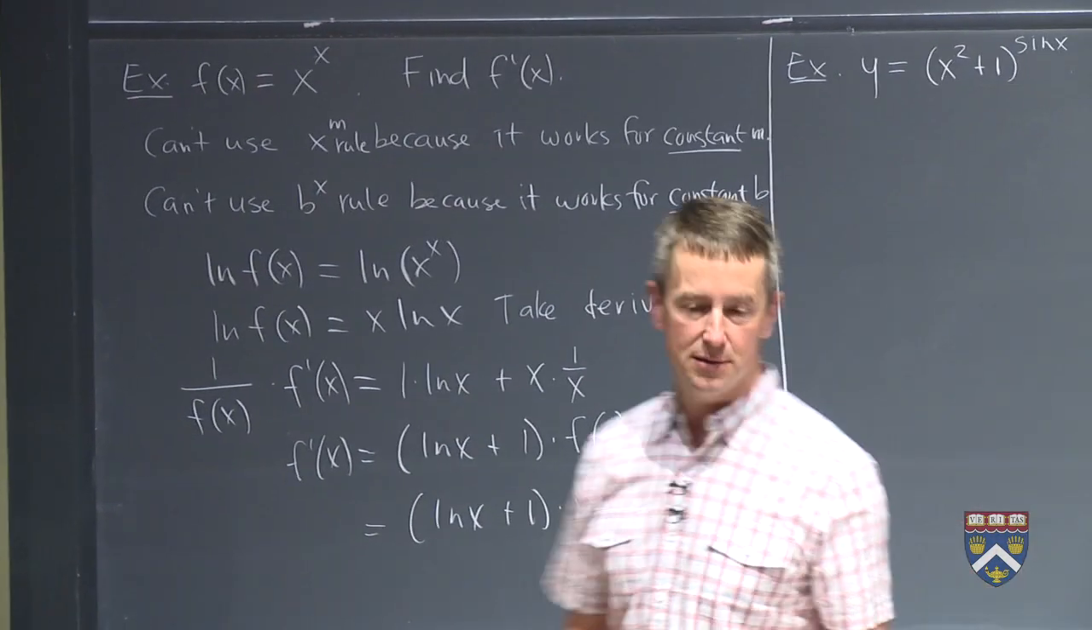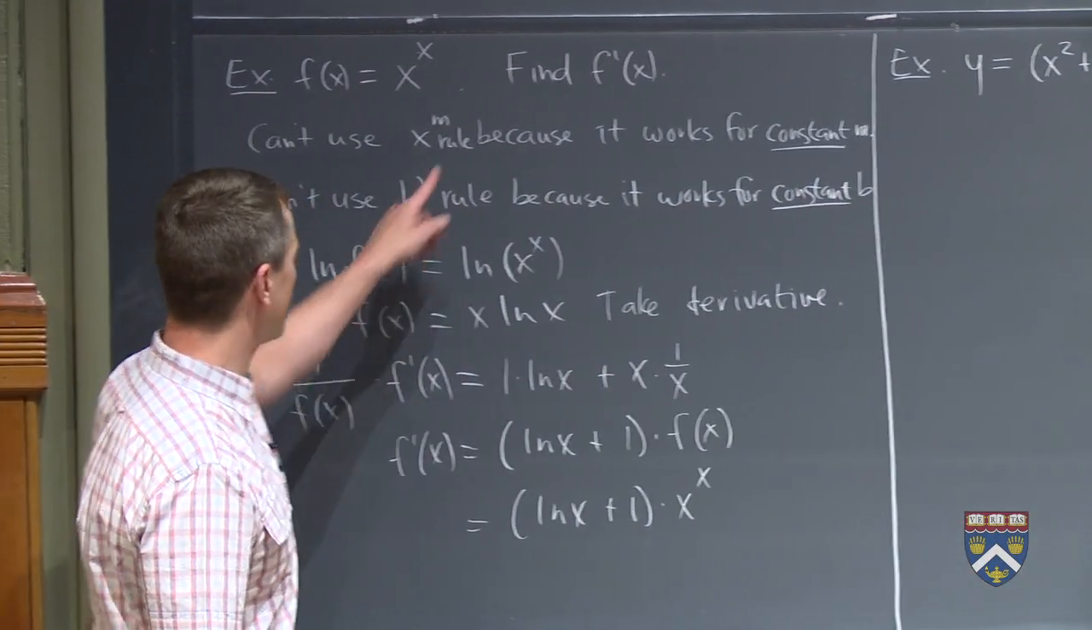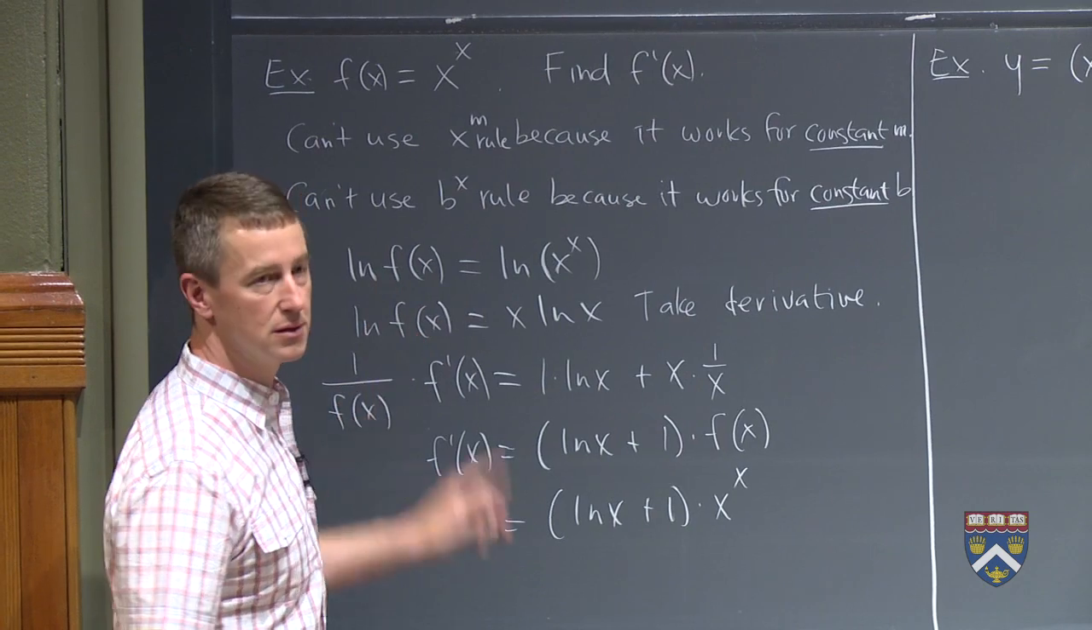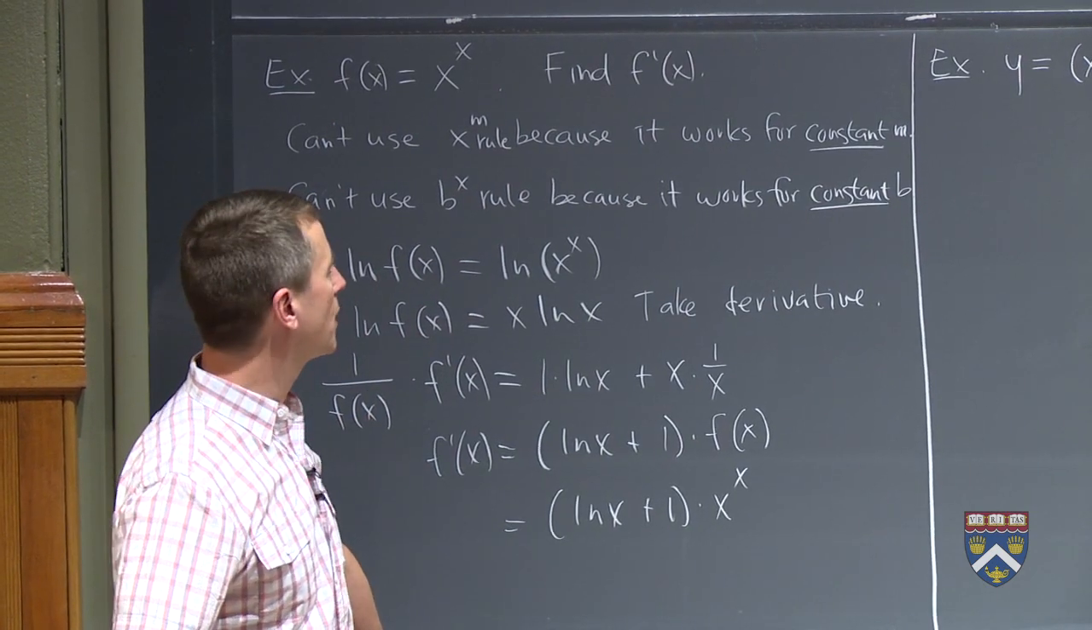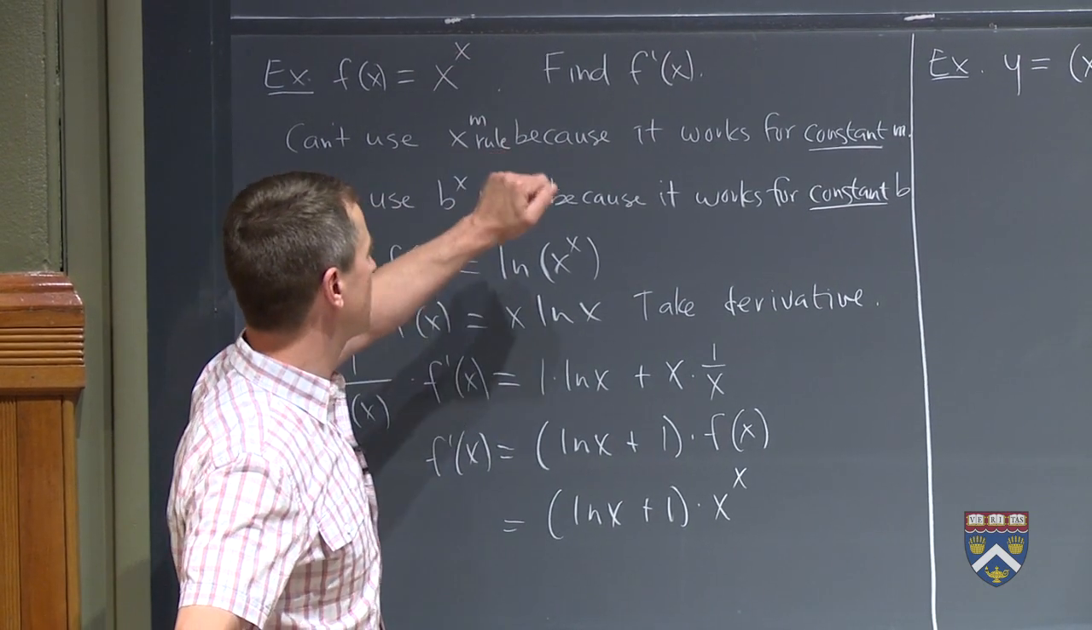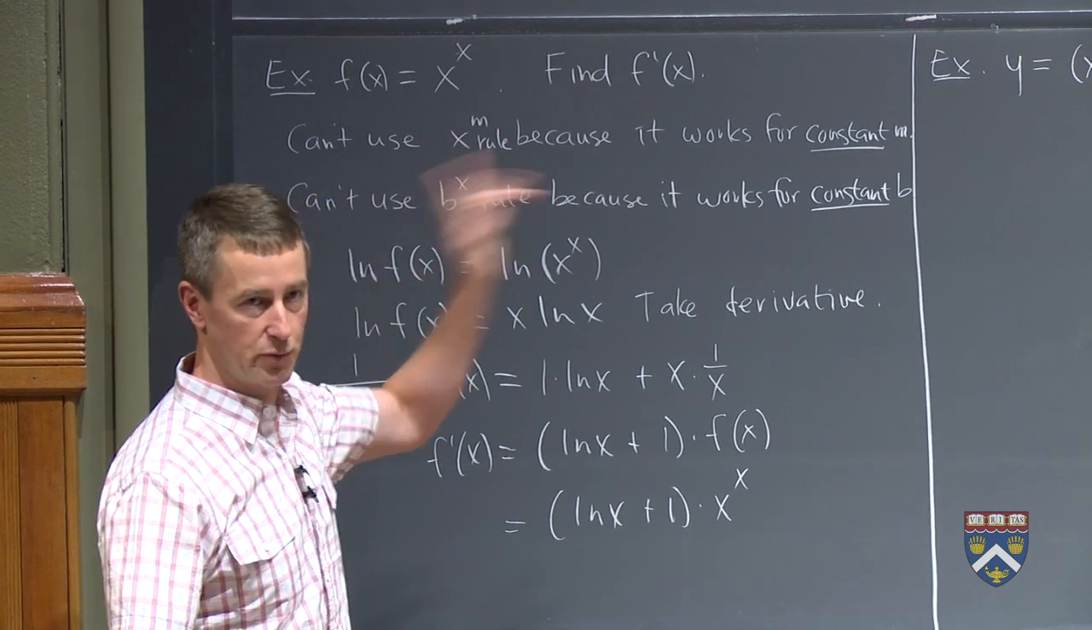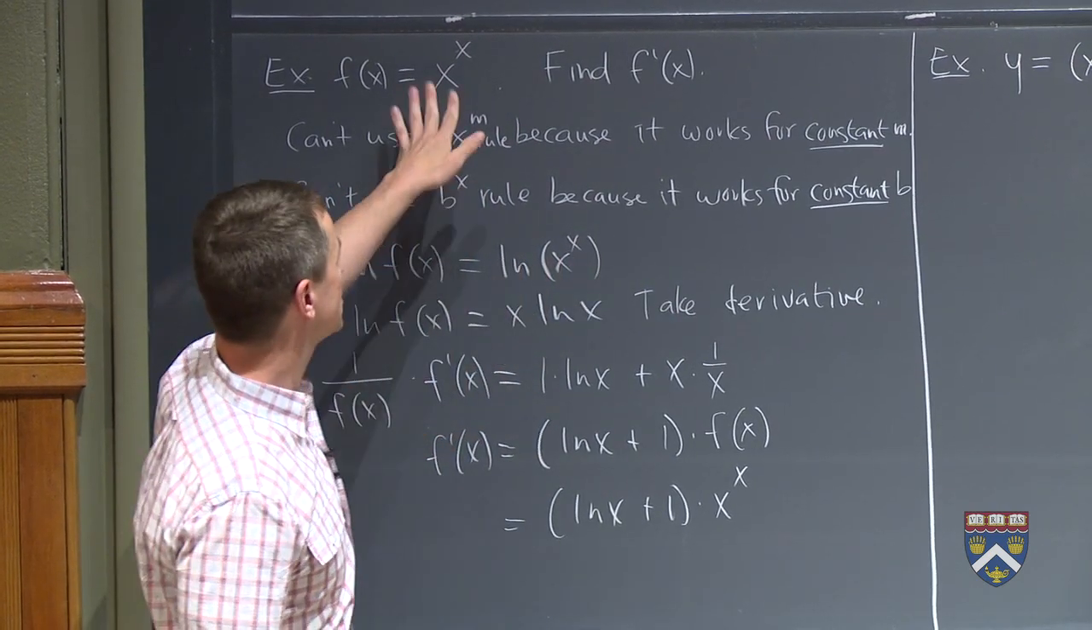We could not use our exponent rule, our power rule. We could not use our exponential rule. So whenever you see an example where you have something with an x raised to something with x. So this is not, of course, the only such function. We're about to do another example in a second. This is just the simplest one.